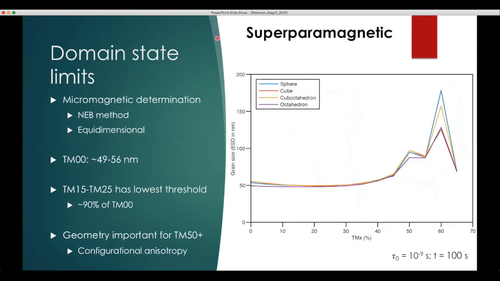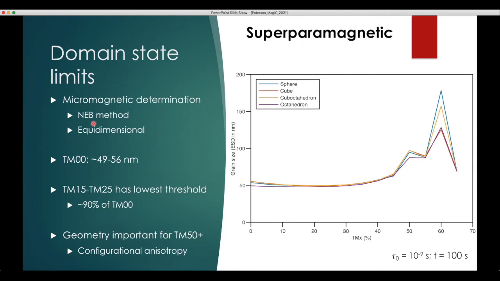So what we actually do is we take a grain and we magnetize it along an easy axis, say 111, and then we calculate the energy barrier using this nudged elastic band method as we go from 111 to say -111. Essentially this nudged elastic band method is a way of determining the energy barriers between transitions. And that's essentially what we do.